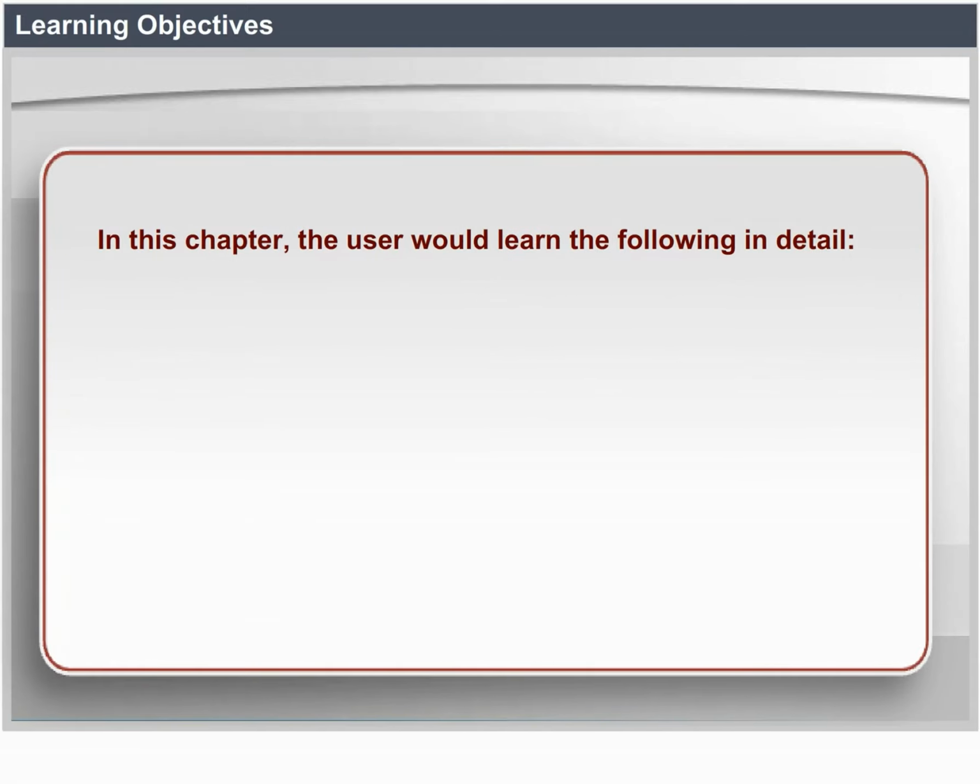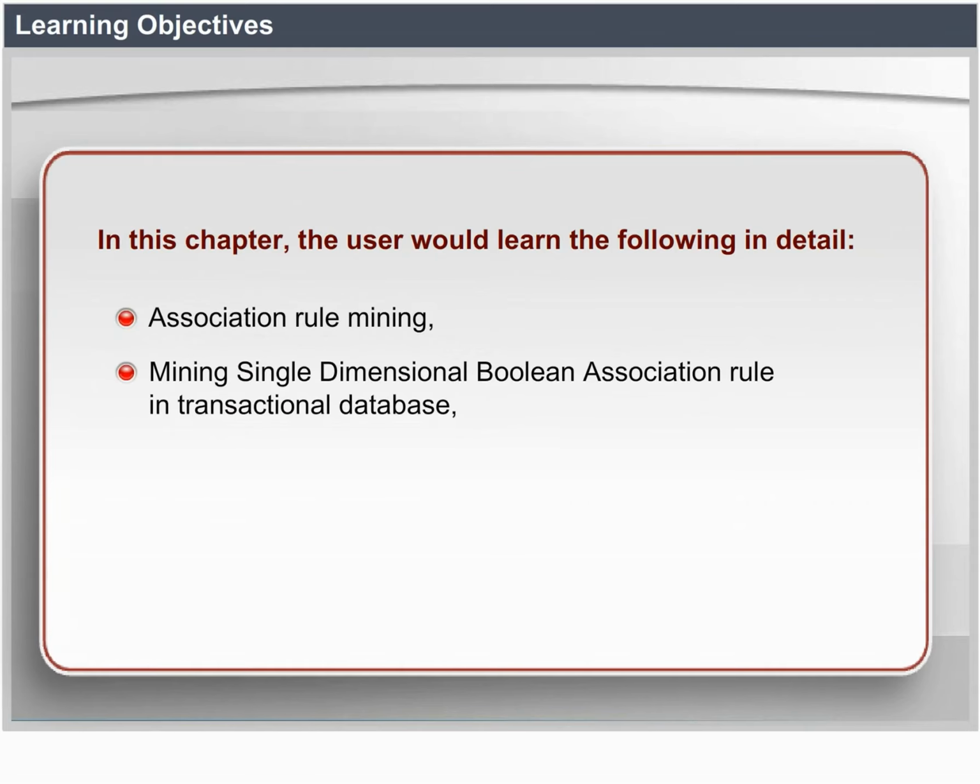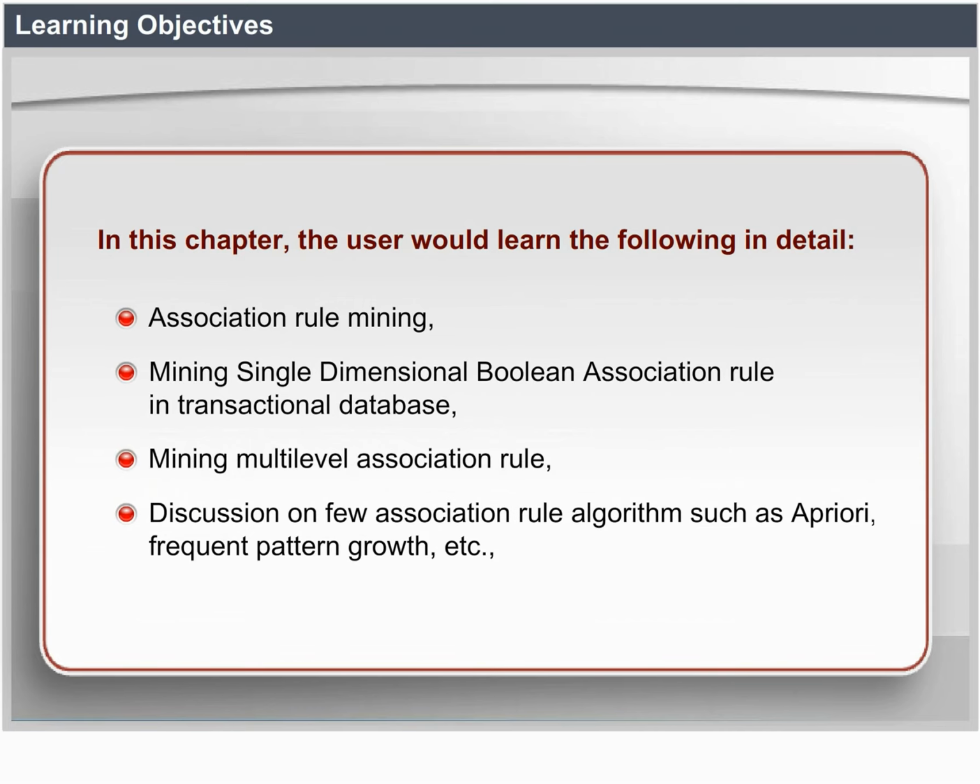Learning objectives. In this chapter, the user will learn the following in detail. Association rule mining. Mining single-dimensional Boolean association rule from transactional database. Mining multi-level association rule. Discussion on few association rule algorithms such as Apriori, frequent pattern growth, etc. From association rule to correlation analysis.